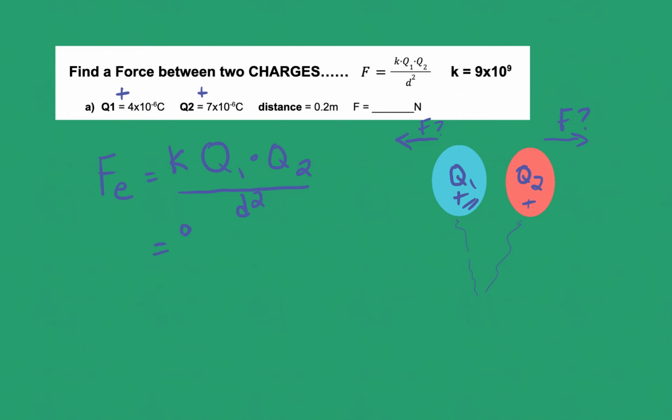The K value is 9 times 10 to the ninth. We can put that into scientific notation using our calculator, and we'll multiply it by 4 times 10 to the negative sixth coulombs. Keep going on your calculator and set it up with Q2, 7 times 10 to the negative sixth coulombs, and divide that by 0.2 meters, quantity squared.